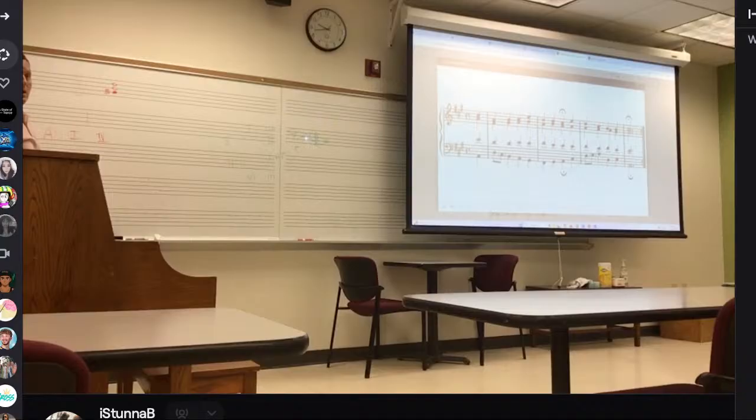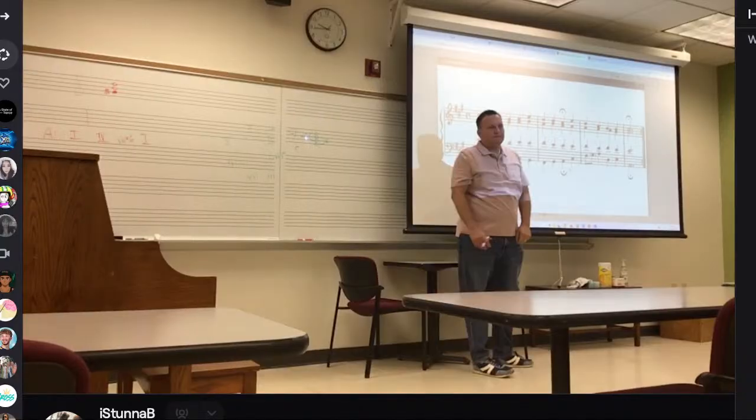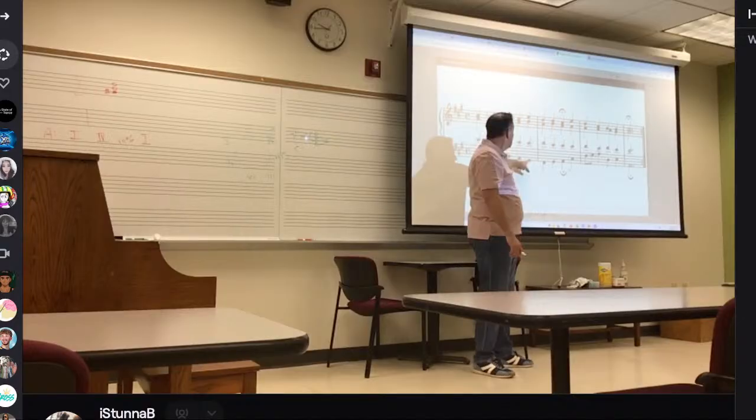Amelia, next chord. G, B, and another E. What's the root? G? So we've got G, B, and E. Those aren't stacked thirds, so G won't be the root. What's the root? E.